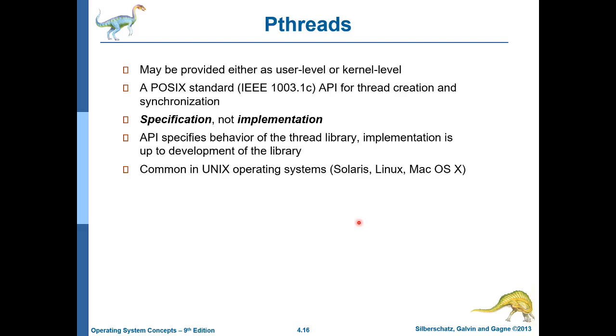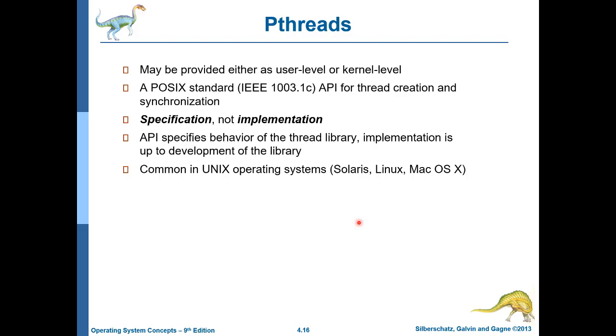But let's discuss thread types, because in some previous slide I discussed that we have Pthreads for Unix based systems, we have Windows threads, and also we have Java threads. Okay, so Pthreads is the first of these types. It is possible that Pthreads can be provided as user level or kernel level, and there is an API for creating and synchronizing threads in Pthreads. This is actually a standard. Okay, and this is a specification, not an implementation.